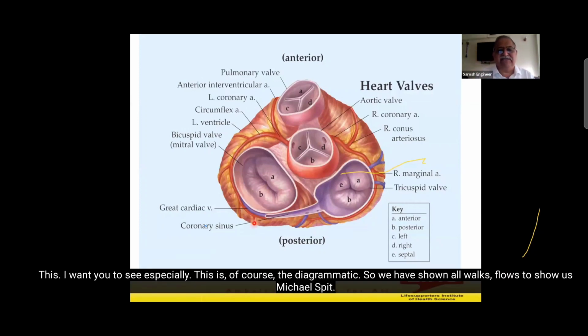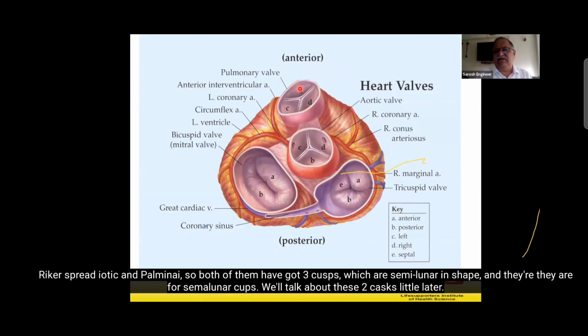This I want you to see, especially. This is, of course, diagrammatic. So we have shown all valves closed to show us bicuspid, tricuspid, aortic, and pulmonary. Both of them have three cusps which are semilunar in shape, and therefore they are called semilunar cusps. We'll talk about these two cusps a little later.